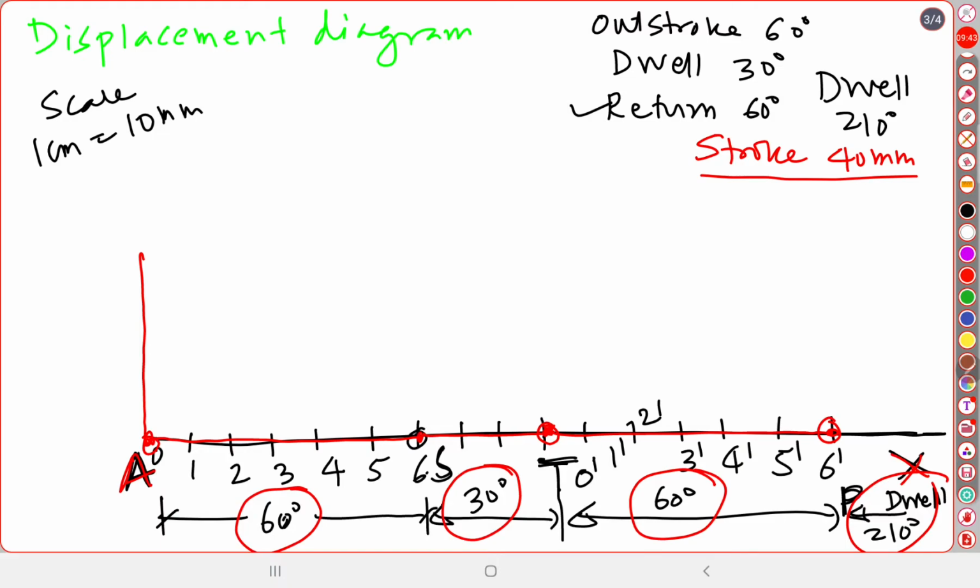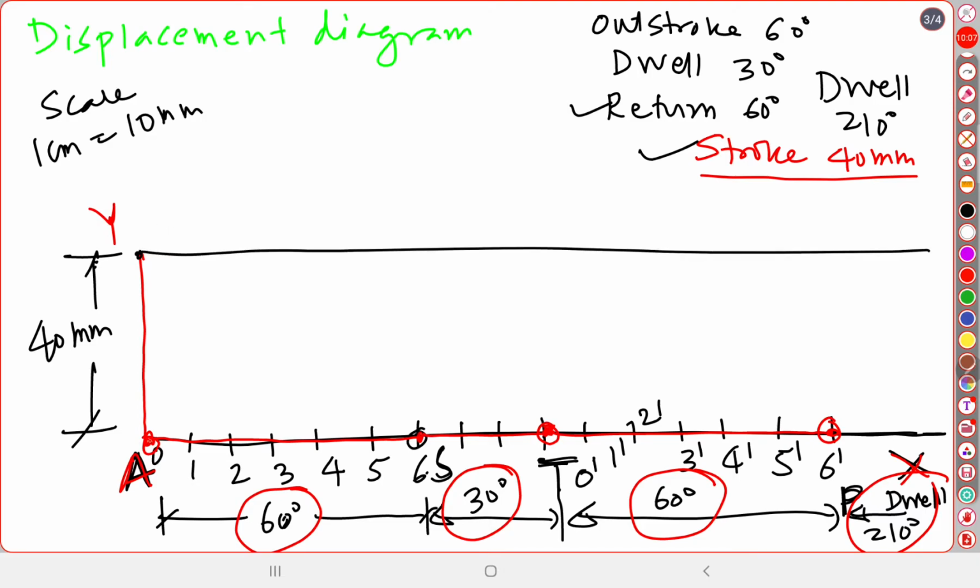So for this data we have to plot, from this point A, a vertical line which is called AY. AY is a vertical line, and here we have to give the length of the stroke, 40 mm. So this 40 mm is the data indicating the stroke of the follower. Next, we have to plot one horizontal line like this, which is parallel to this line A to X completely.